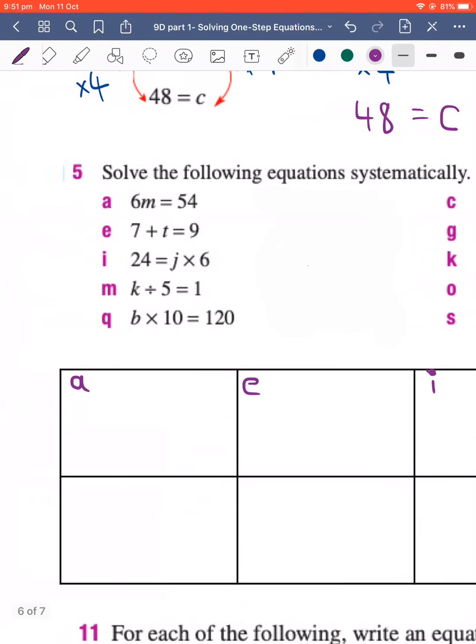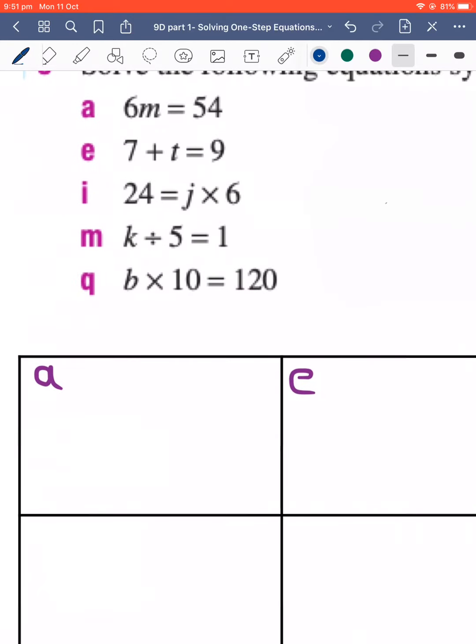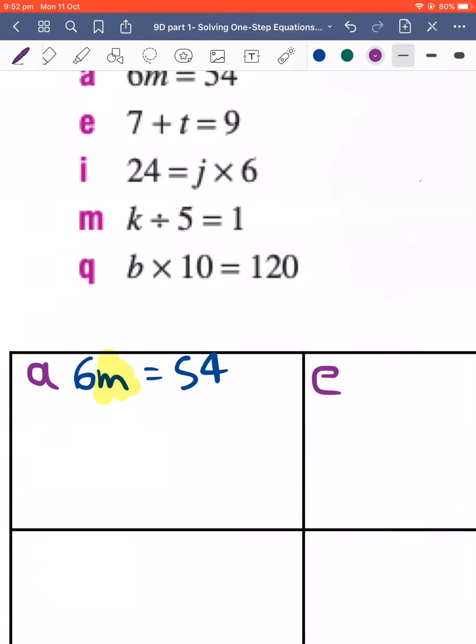So let's go through question for question, and we're doing the exact same process each time. So 6m equals 54. I highlight my pronumeral so I can see what I have to do. First thing I can see is 6 multiplied by m, so I need to divide by 6, and what I do to one side, I do to the other, and I show my working out as well. So I do 54 divided by 6.